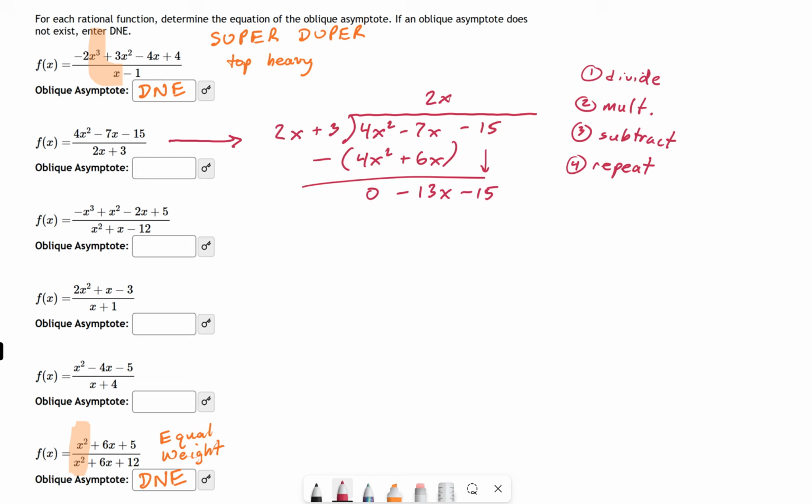So you do some division. Negative 13 divided by 2 is negative 13 over 2. Stop here. We don't care about the remainder, which means there's no need to go any further with this. That right there is our quotient. So we say y equals 2x minus 13 over 2. Now, if you want to find the remainder, go ahead. It doesn't matter. We don't need those for the oblique asymptote.